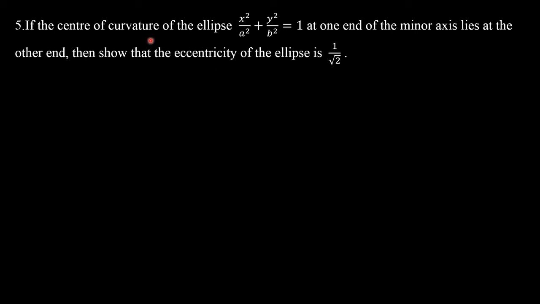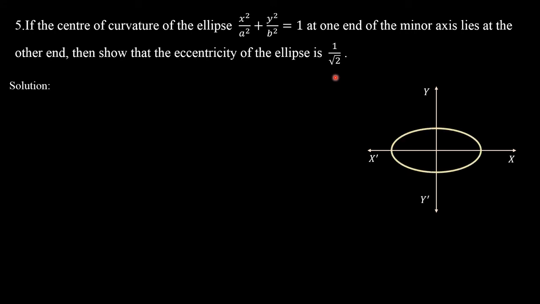In this question, they have given that the center of curvature of the ellipse at one end of the minor axis lies at the other end. By assuming this, they are expecting you to prove that the eccentricity of the ellipse is 1/√2. Okay, just consider the xy plane and the ellipse. So this is the minor axis over here. So what are the corresponding coordinates? The corresponding coordinates are (0, b) and (0, -b).